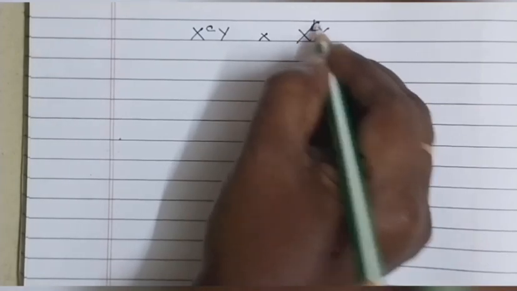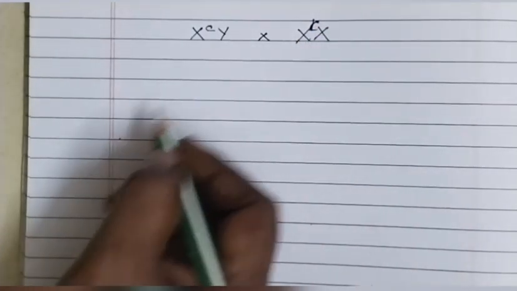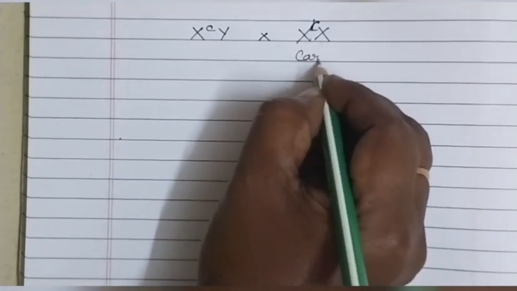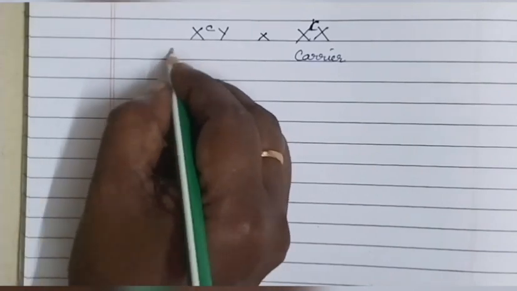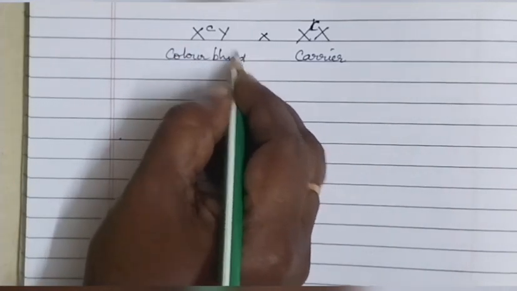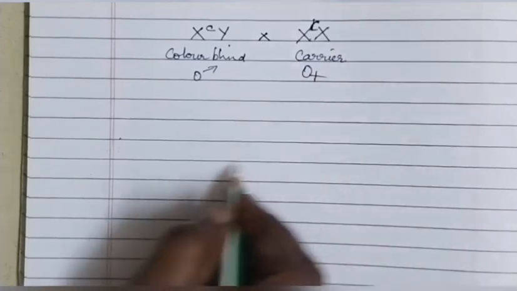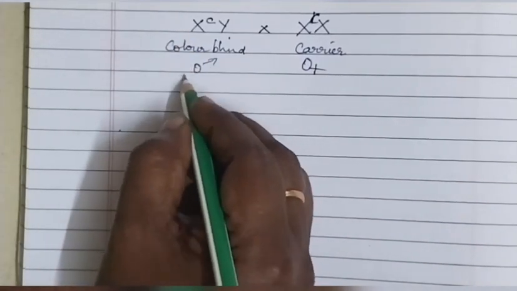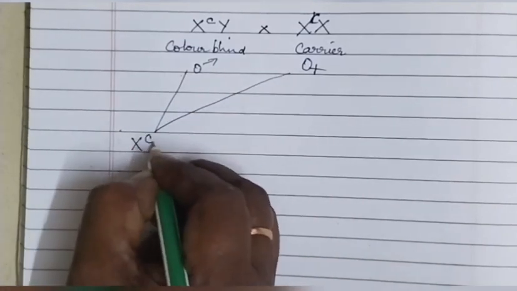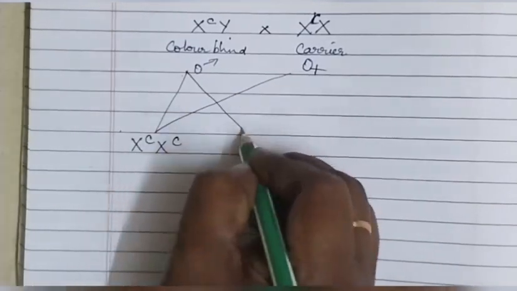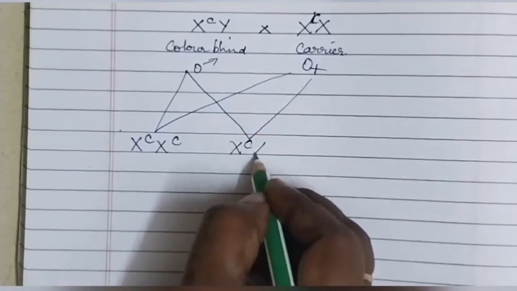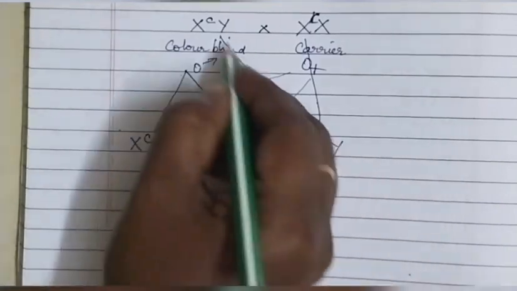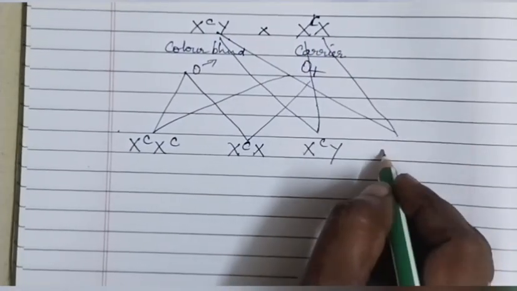Here X with the superscript is colorblind, so you can use C. If it is hemophilia, you have to use H. So here the mother is a carrier and the father is colorblind. Father here, mother here. When you cross, what will be the probability? X^c crossed with X^c gives X^c X^c. X^c crossed with X gives X^c X. Then Y with X^c gives X^c Y, and Y with X gives XY.